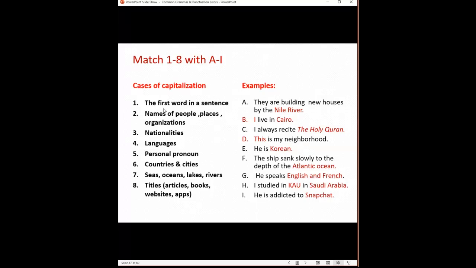Okay, so I want you now to look at the highlighted words here. We want to see the cases of capitalization. I would like to emphasize that memorizing the cases is important for you as a student, and it is a good strategy to avoid the errors in capitalization. If you look at the highlighted words in red, see why they are capitalized. So the first word in a sentence would present which letter? The first word in a sentence would present I, and this. Names of people or places or organizations. What do we have here?